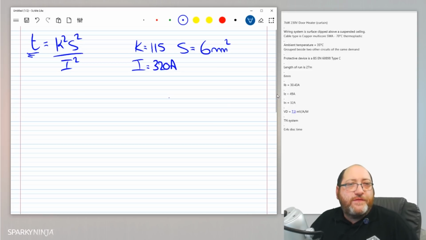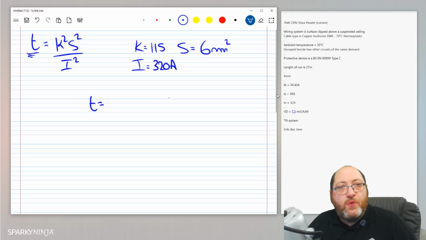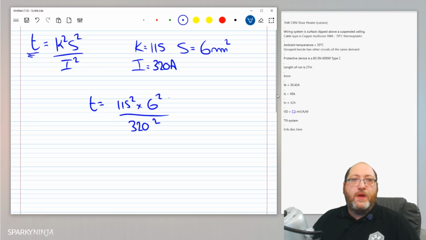So let's translate to the formula. T is equal to 115 squared times 6 squared over 320 squared. Right. Okay, let's try that in this.